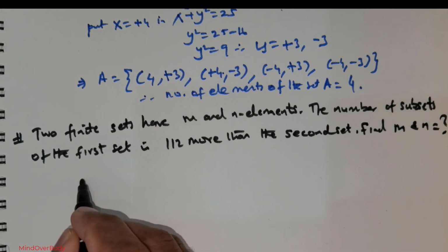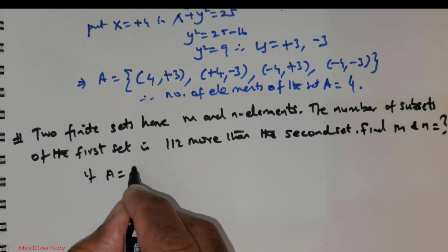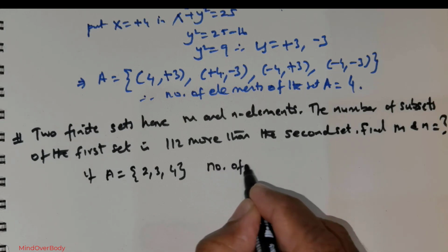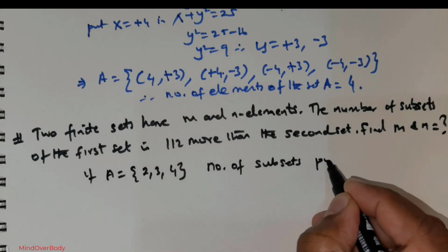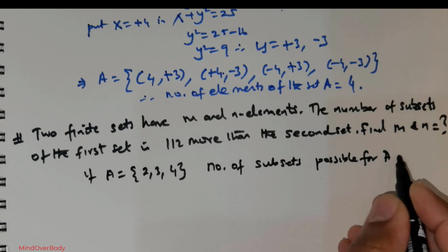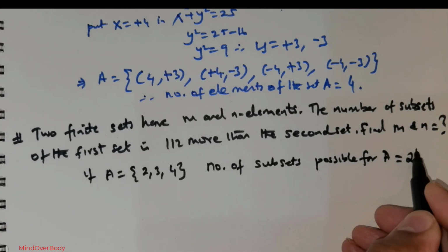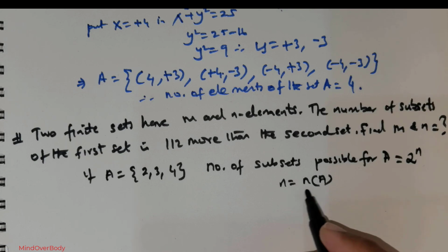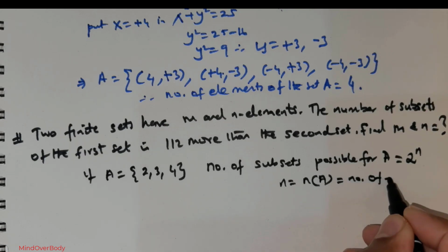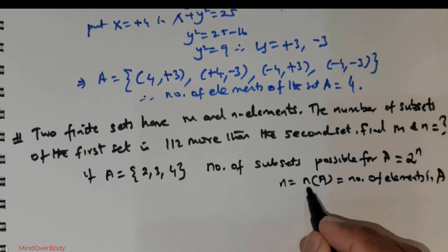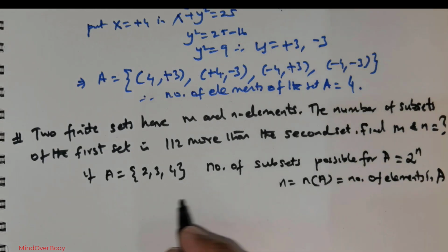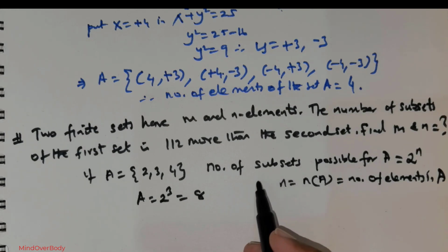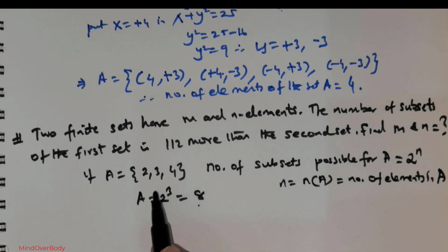Now let me give you the concept of subsets. Now if A is equal to say 2, 3 and 4, then the number of subsets possible for A is 2 raised to the power of n, where n is nothing but the number of elements in A. Whenever we write n of A, it means the number of elements in A. This is standard. So in this case, it is going to be 2 to the power of 3, which is nothing but 8. So the total number of subsets possible for the set A is 8. And A has got 3 elements.